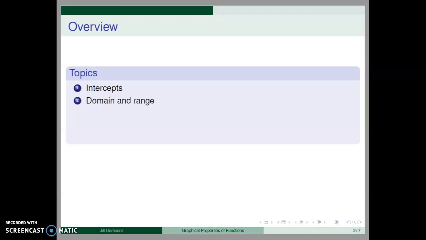Domain and range. The domain of a function is the set of x values or first coordinates used in the function, and the range is the set of y values or second coordinates used in the function. We'll also discuss intervals of increase or decrease. These are domain intervals over which the function values increase or decrease.